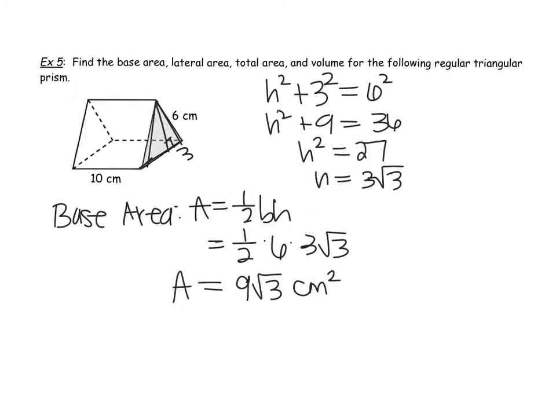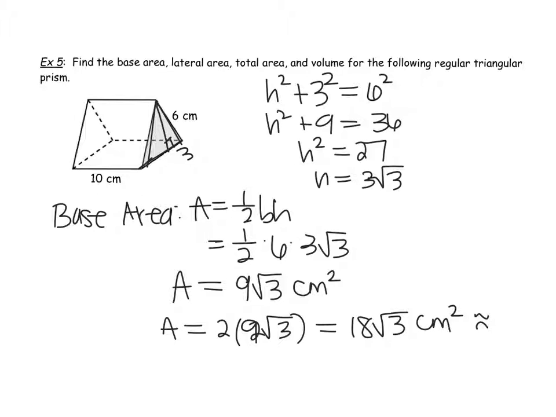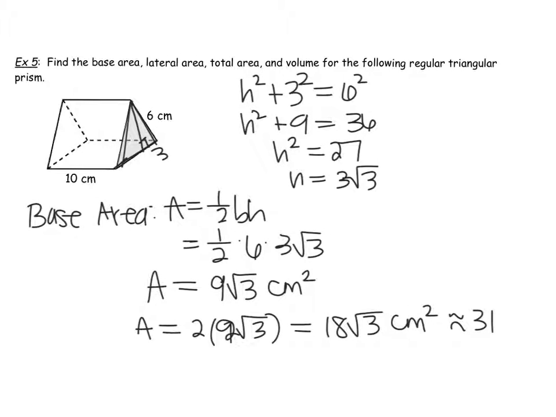But we have two bases, so we have to do 2 times 9 square root 3, which gives us 18 square root 3 centimeters squared, which is approximately 31.18 centimeters squared.